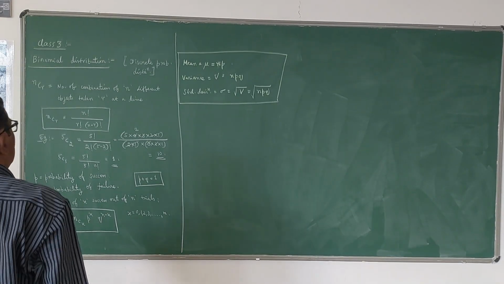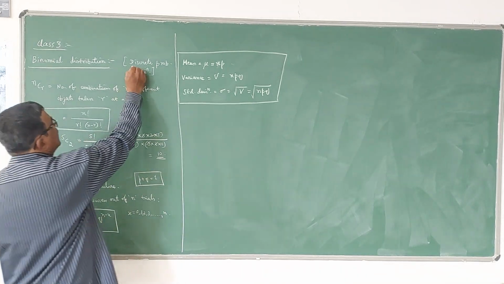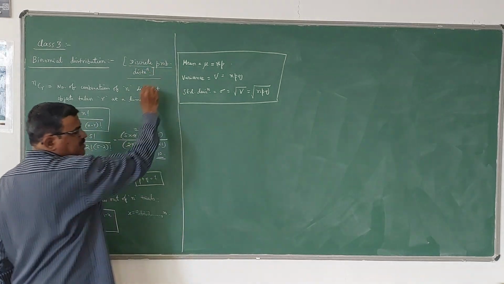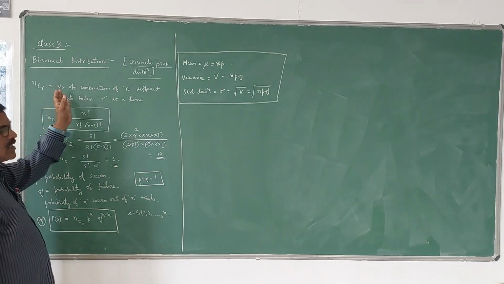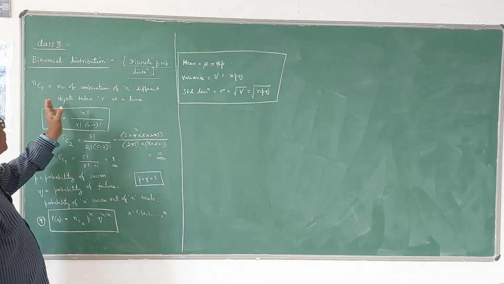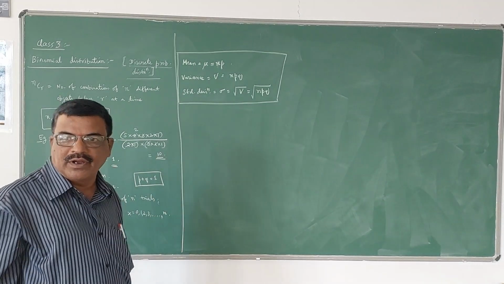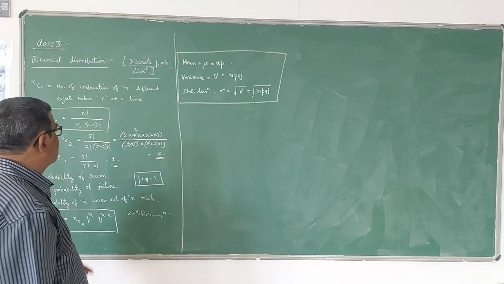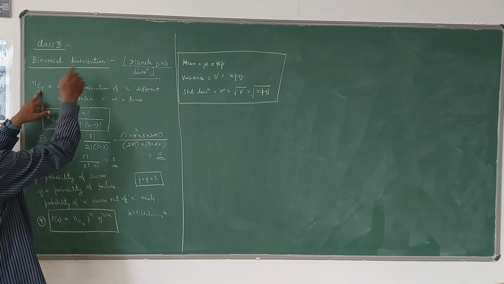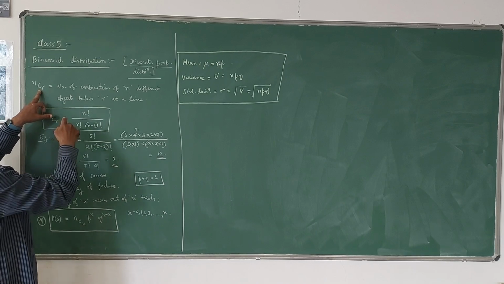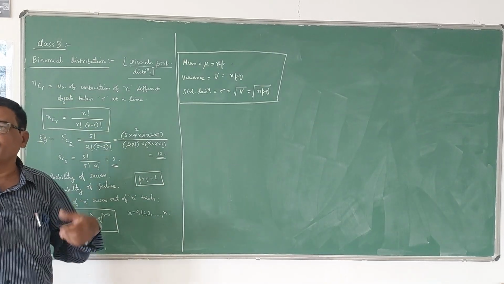So I will explain about binomial distribution, which is one of the discrete probability distributions which I have explained in the last video. To understand this binomial distribution, we need to know about combination. You know about permutation and combination. Combination is denoted like this: nCr, where n is the total number of objects, out of which you are taking r at a time.